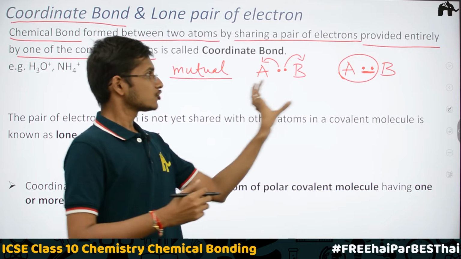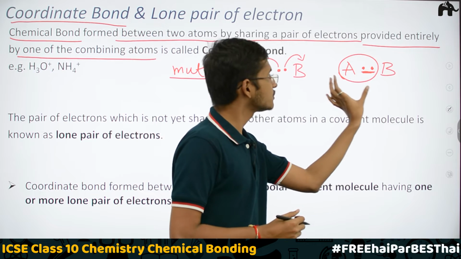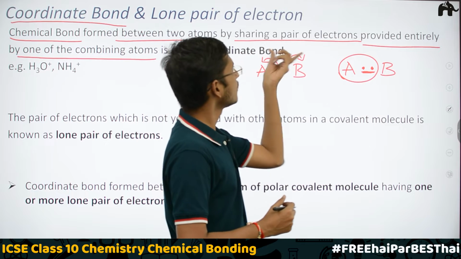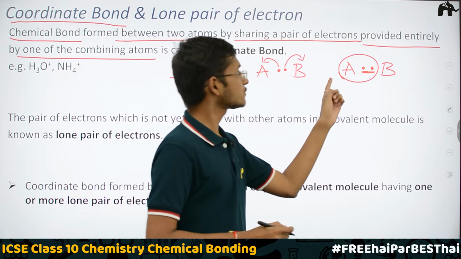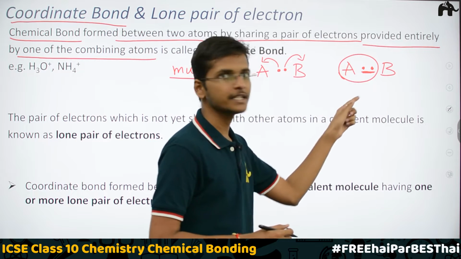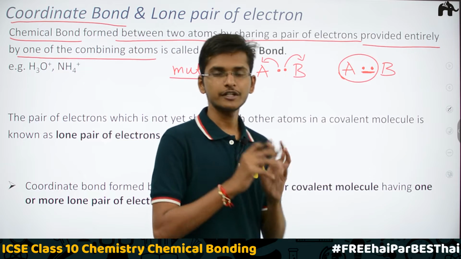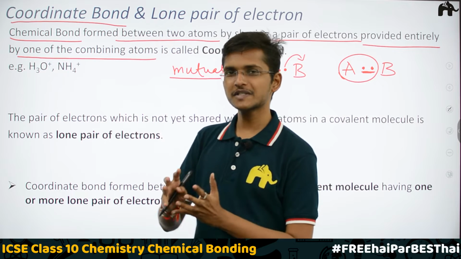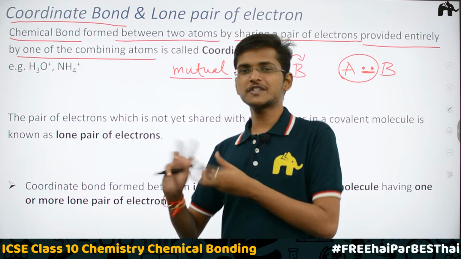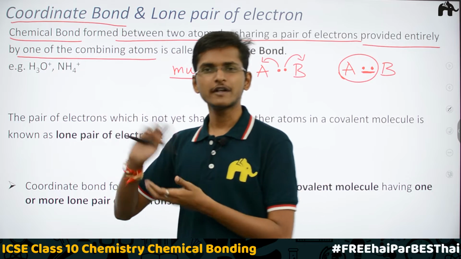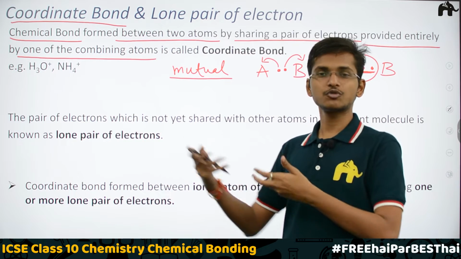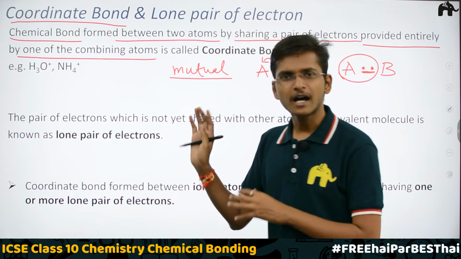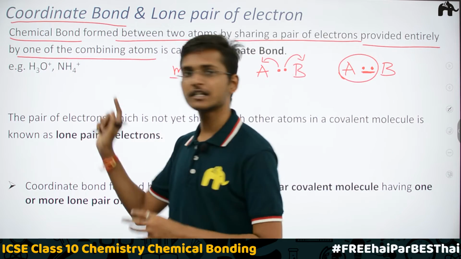So this type of bond, which is formed between the two combining atoms by sharing a pair of electrons, but this pair of electrons is provided entirely by one of the combining atoms, is called a coordinate bond. Very interesting, right? A twist in the story. We have studied ionic bonding, we have studied covalent bonding, but this is something completely new. Now H3O+ and NH4+ are the examples, because in these species you would find the coordinate bonding.